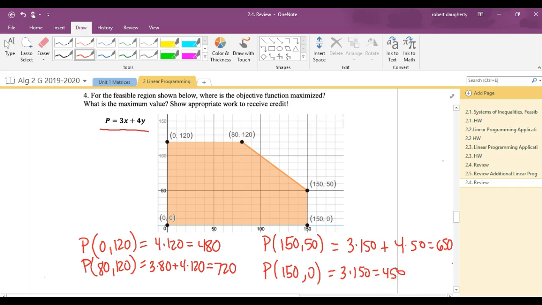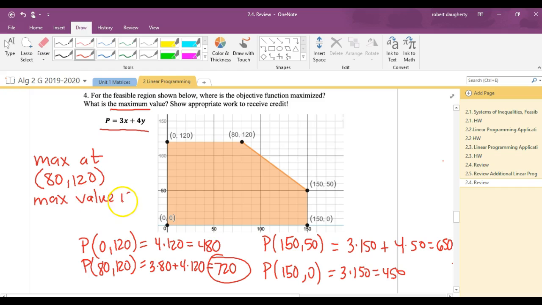And the goal was to find the maximum value. So maximum value appears to be 720. So where is the function maximized? So it's maximized at the point 80, 20, 80, 120. What is the maximum value? The maximum value is 720. Okay.